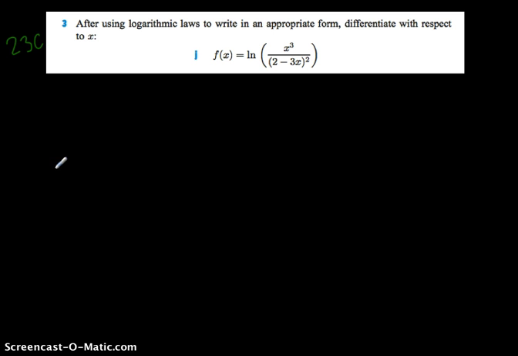23C. Excellent. So after using logarithmic laws to write in an appropriate form, differentiate with respect to x. So they give us this function, f of x equals ln of x cubed over 2 minus 3x squared. Okay, so there's two ways we can do this. We could do the long, icky way, or we can actually use that hint that they give us in the very beginning and make this into a not so long, not so icky process.